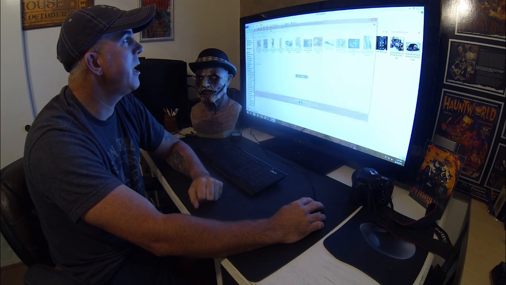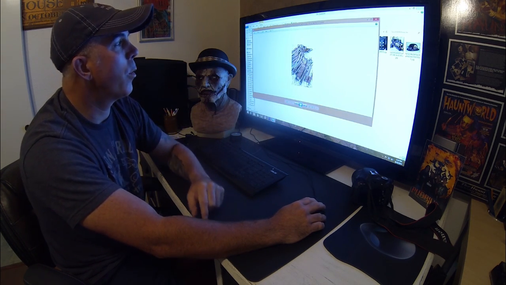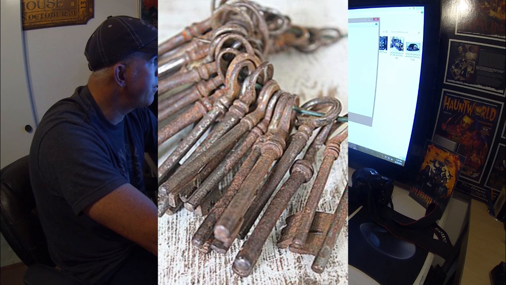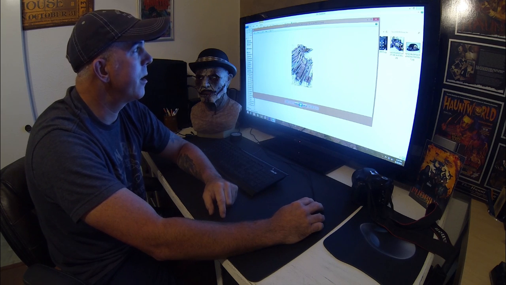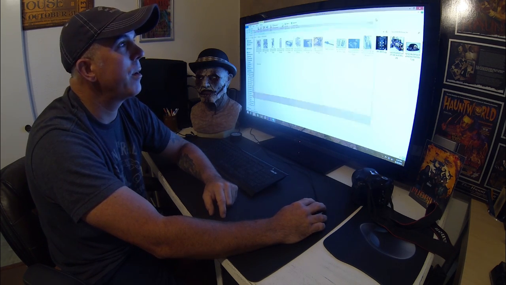I'm going to be carrying around a lot of keys, so I went and bought a lot of these. In here they look very old, but I think the ones I'm going to have are going to be black and new. So we need to distress them.